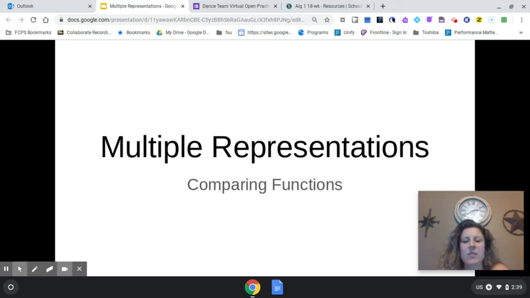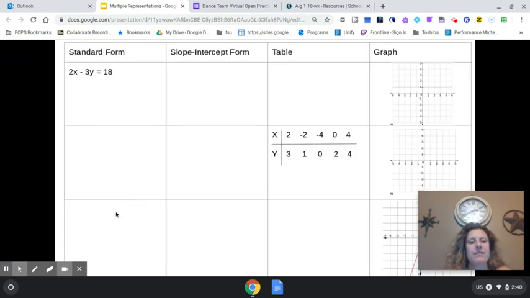In today's lesson, we're going to be covering multiple representations of linear functions and also talking about how we can compare those functions in those multiple forms. Okay, so first of all, we're given a standard form equation in this first cell of this table, but we should be able to write that equation in slope-intercept form.